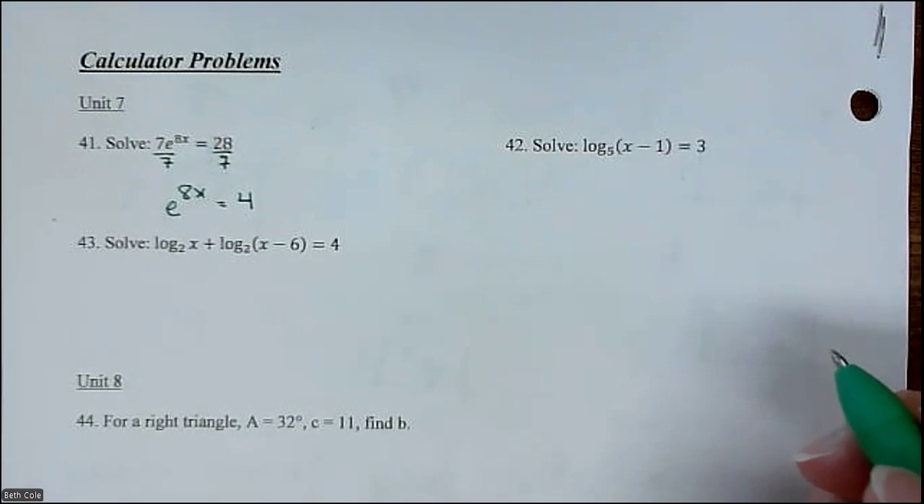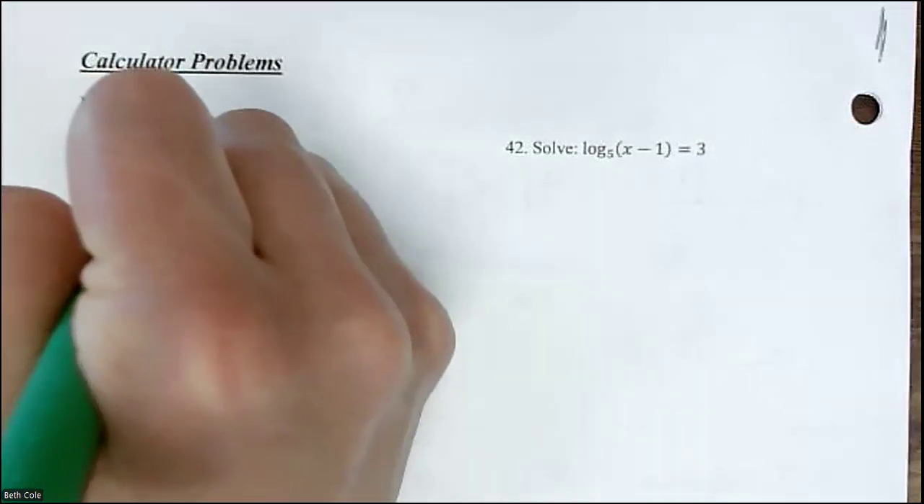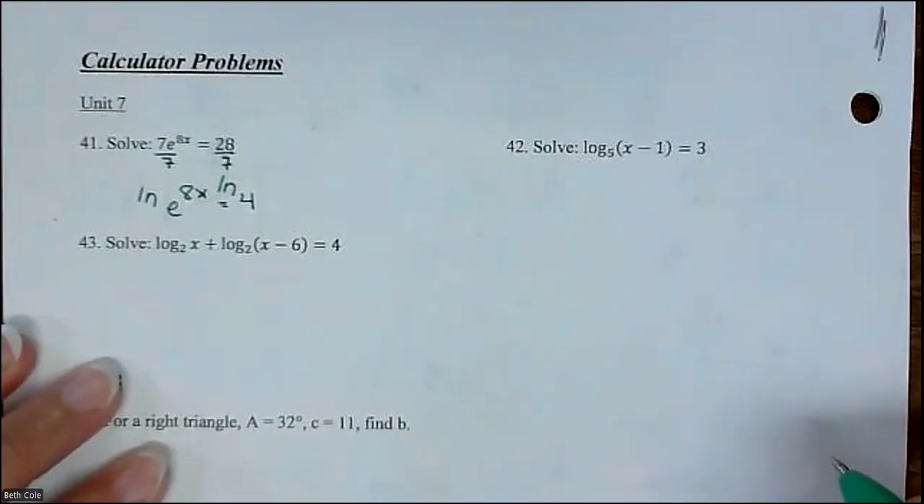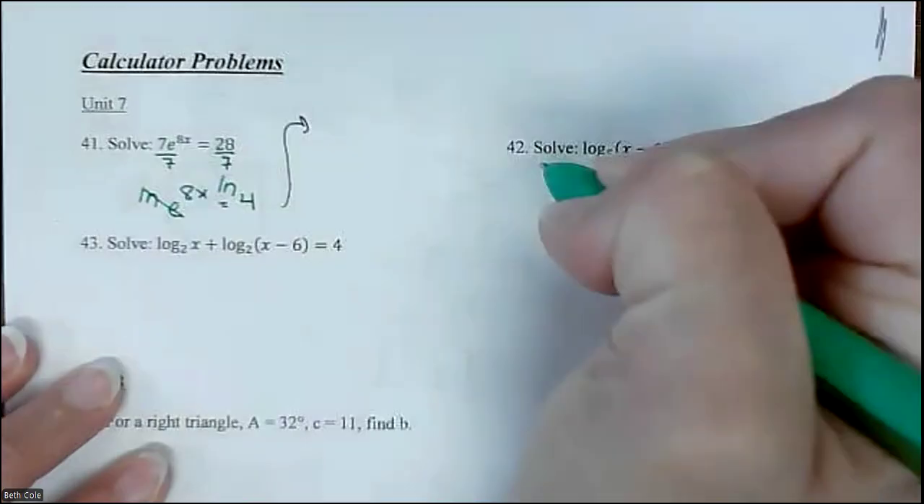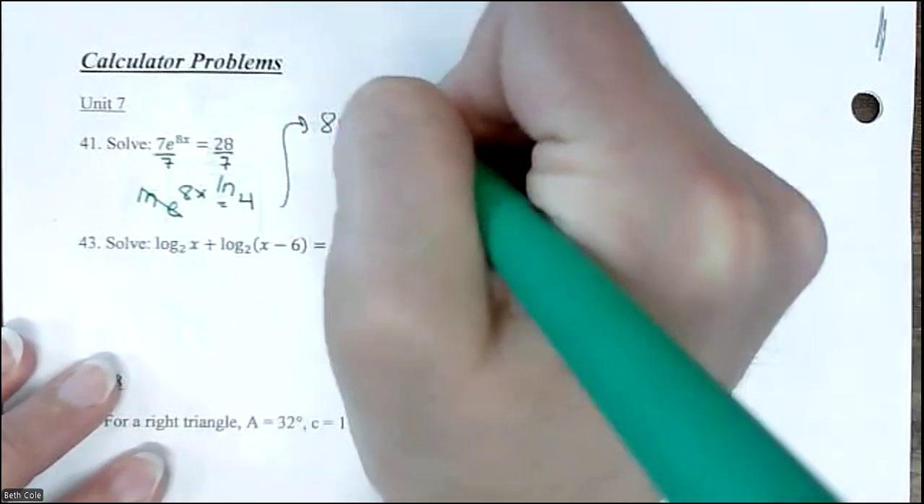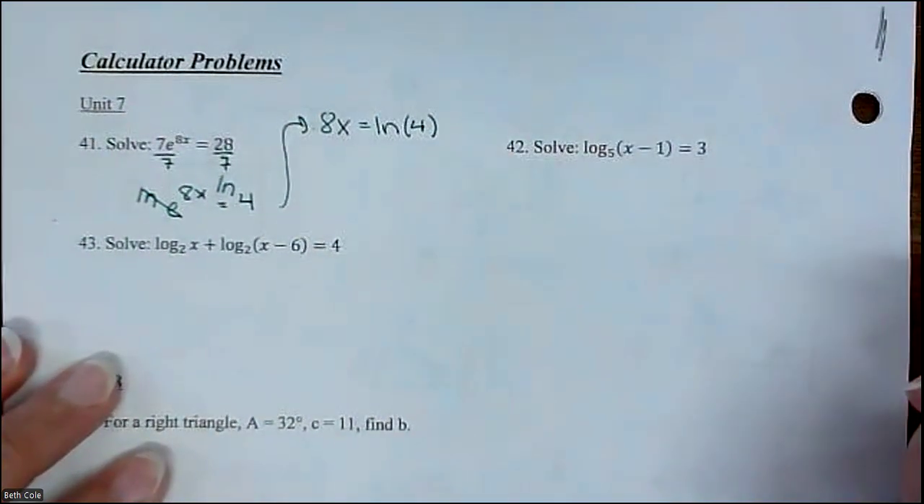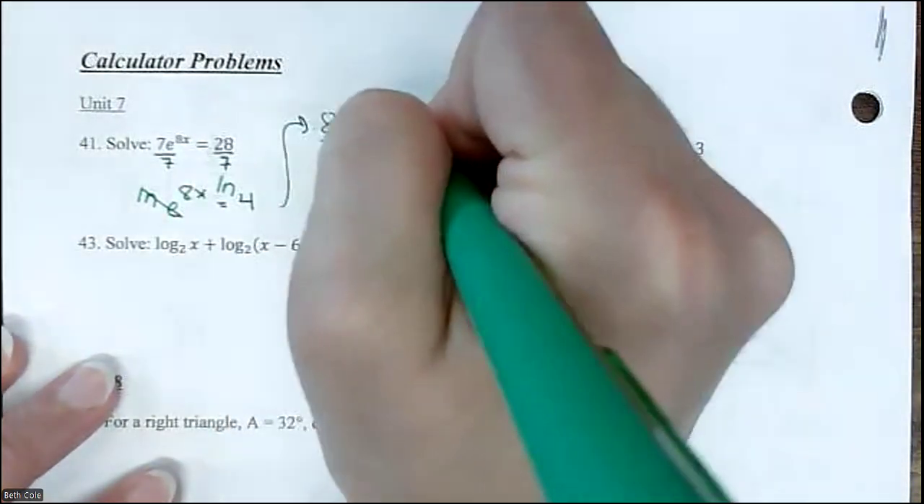Now here's what makes it a pre-calculus question. How do you cancel out e? What is the inverse of e? ln. Perfect. You're going to ln both sides. I just wrote an ln in there. That cancels. I'm going to come up here. I didn't leave myself very much space. You get 8x equals ln 4. And then your last step is divide by 8.